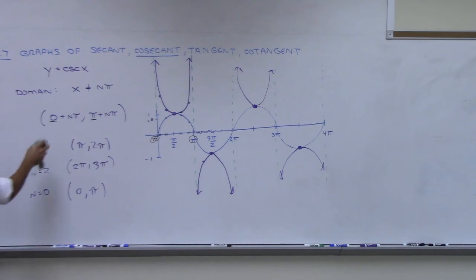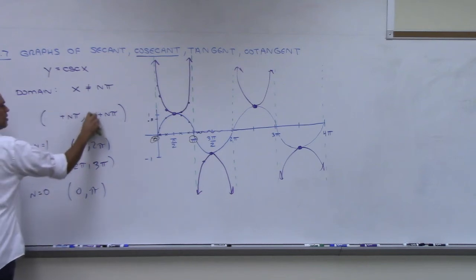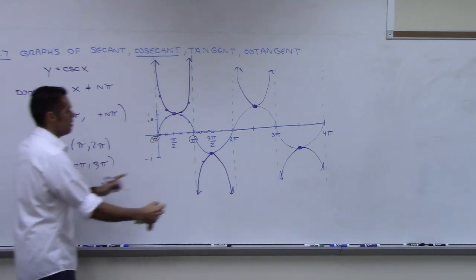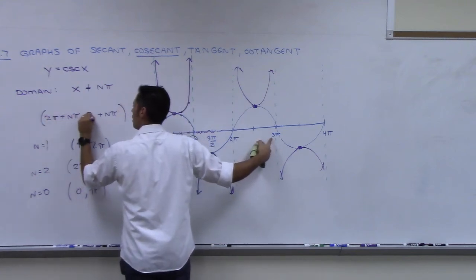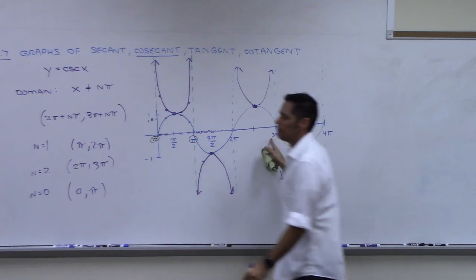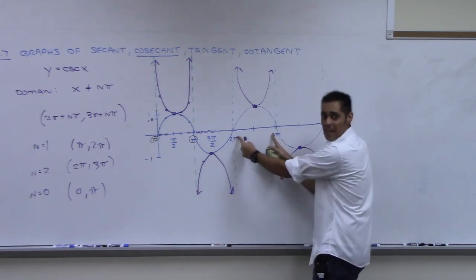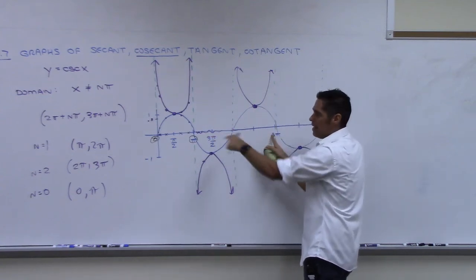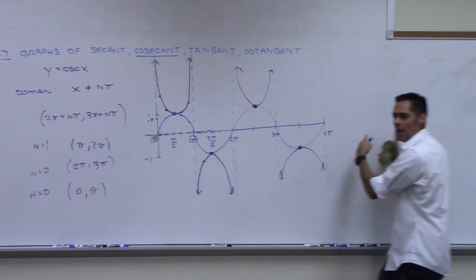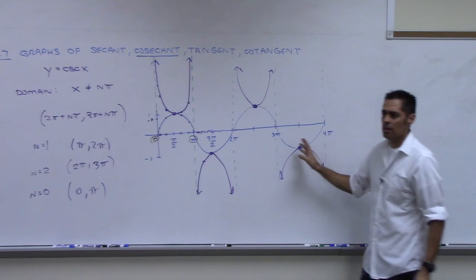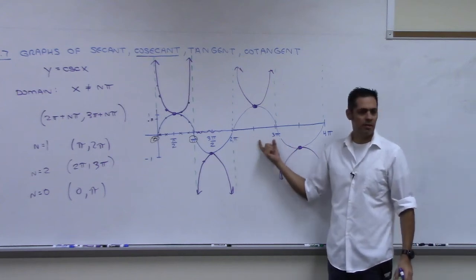Did I have to use 0 and pi? Could I have started somewhere else? I could have started at 2 pi and 3 pi. Because with negative integers, if I plug in negative n's, it's going to take me back. And positive will take me to the right. So it didn't matter where I started, as long as the 2 points were next to each other.